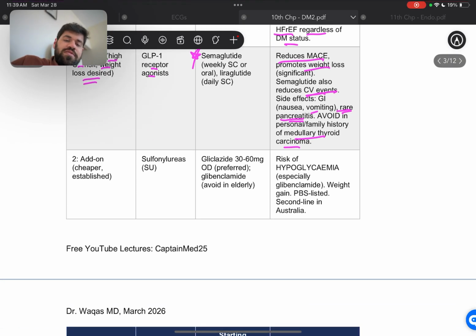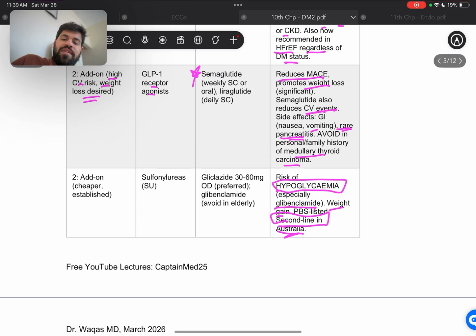Then an add-on which is cheaper and more established is sulfonylureas, or SU, and it has a risk of hypoglycemia, especially glibenclamide, and weight gain. It is PBS listed as second line in Australia. Once-daily gliclazide is preferred, and we avoid glibenclamide in elderly patients.